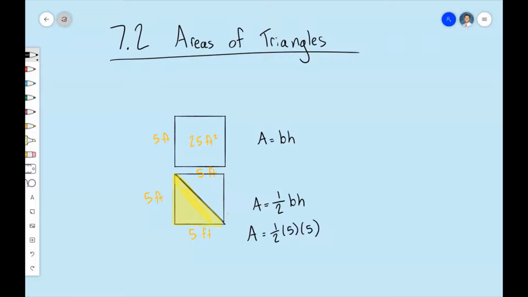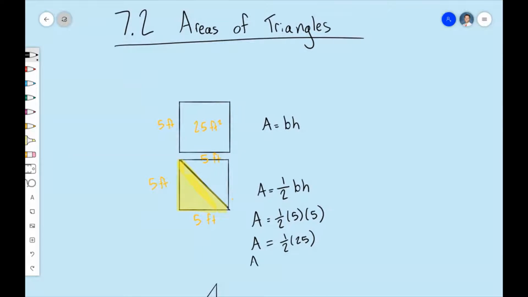Now, we know with the commutative property of multiplication that you can multiply these in any order. So if you wanted to multiply 5 times 5 and find 1/2 of 25, you can do that. If you wanted to multiply 1/2 times 5 and then multiply 2.5 times 5, you can do that too. Either will work. We are just multiplying these 3 numbers. So I'm going to do 5 times 5 first. I know that the area will be 1/2 of 25, and half of 25 is 12.5. So our area for this triangle would be 12.5 square feet.